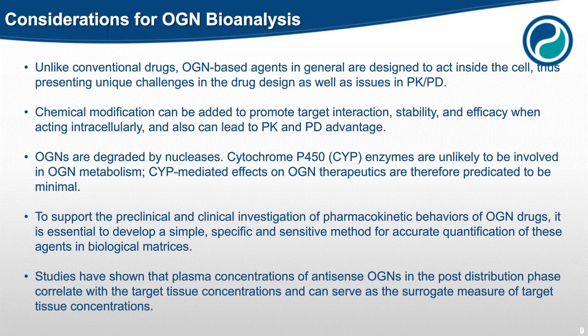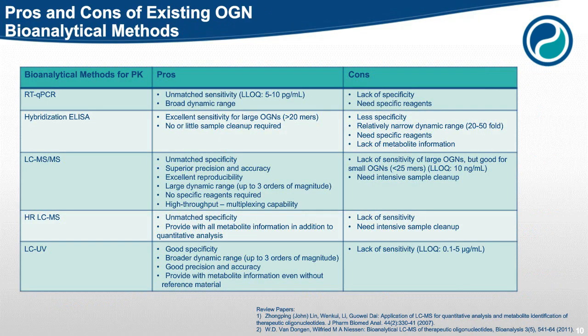Studies have shown that plasma concentrations of antisense OGNs in the post-distribution phase correlate very well with the target tissue concentrations and can serve as surrogate measure of tissue concentrations. Today, many different bioanalytical methods have been developed for OGN quantification. Each of them has its own pros and cons.